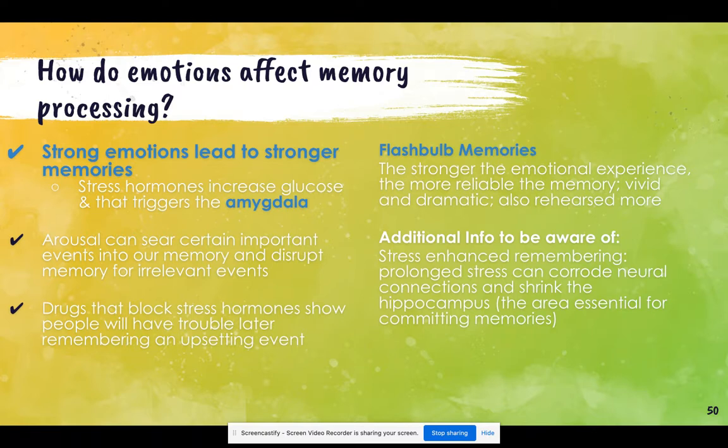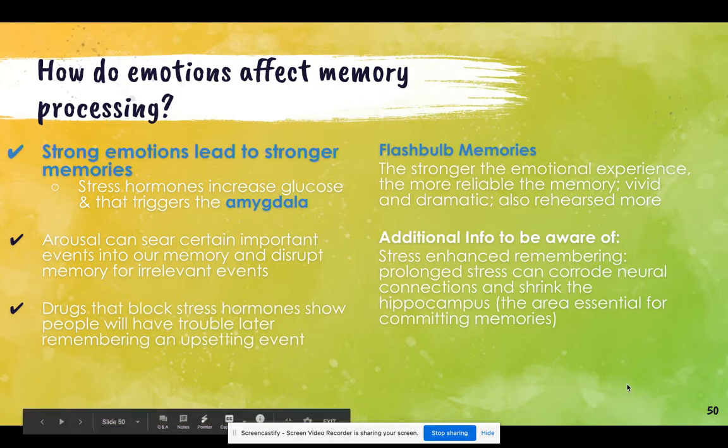Okay. An additional thing to be aware of for our overall mental health is stress enhanced remembering, meaning ongoing high level stress that's being released. We know that prolonged stress can actually start to destroy our neural connections, and it can actually shrink our hippocampus. Remember, the hippocampus is the area that ties our present to our past. It makes it so that we're not living in one specific moment. So when we talk about ongoing trauma, it can actually do damage to your brain areas tied to memory.